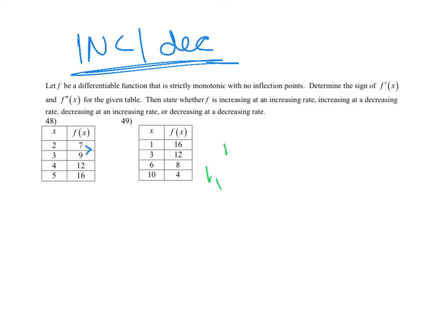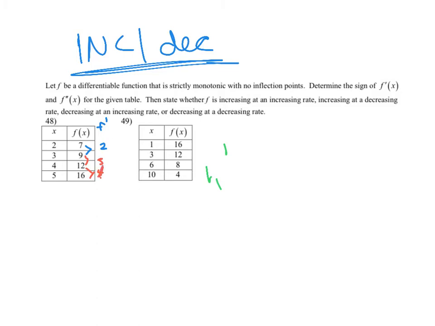And you're always going to do the terms next to each other. So I'm going to do change in y over change in x. So 9 minus 7 is 2, and 3 minus 2 is 1. So I'm going to say that is a slope of 2. So this is my f prime column. I'm going to do 9 to 12. 12 minus 9 is 3. 4 minus 3 is 1. So that's a slope of 3. And 16 minus 12 is 4. 5 minus 4 is 1. That's a slope of 4.